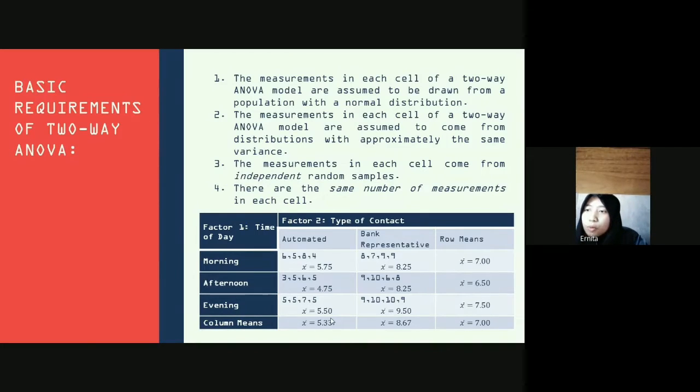For the row means, in row 1, the mean is 7.70, and row 2, the mean is 6.5. Then row 3, the mean is 7.5. For the column means, column 1, the mean is 5.333. Column 2, the mean is 8.67, and the total mean is 7.00. Okay, next.